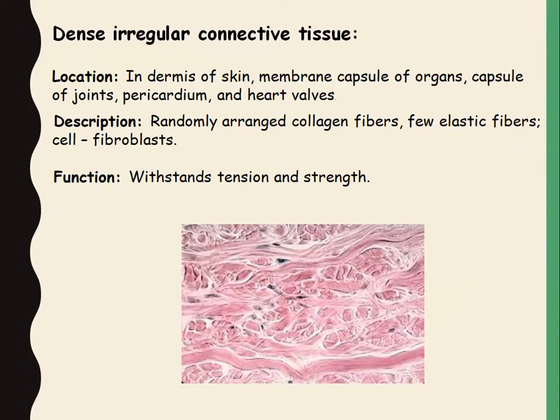Dense irregular connective tissue, location is in the dermis of the skin, membrane capsule of organ, capsule of joint, pericardium, and the heart wall. Description is randomly arranged collagen fiber, few elastic fiber, cell is fibroblast. Function is withstand tension and the strength.